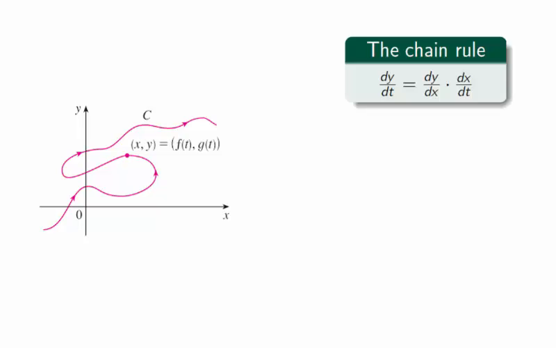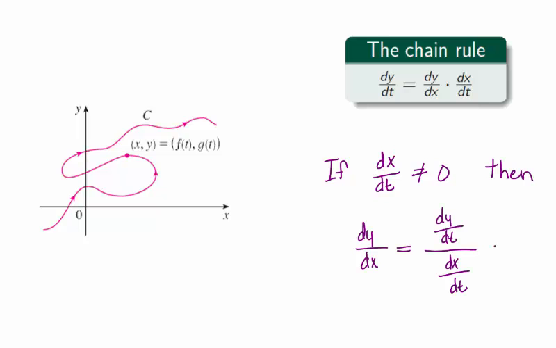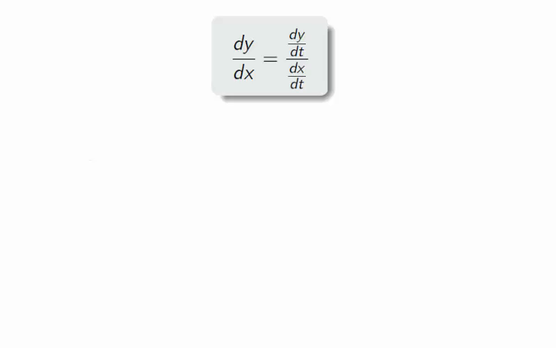dy/dt equals dy/dx times dx/dt. Note that if dx/dt does not equal 0, then we can solve for dy/dx. We get that dy/dx is equal to dy/dt divided by dx/dt. This equation allows us to find the slope of the tangent line to the curve at a given point in the xy plane.